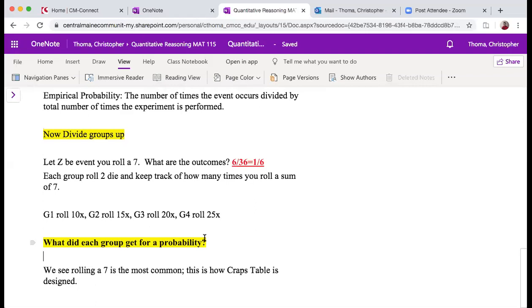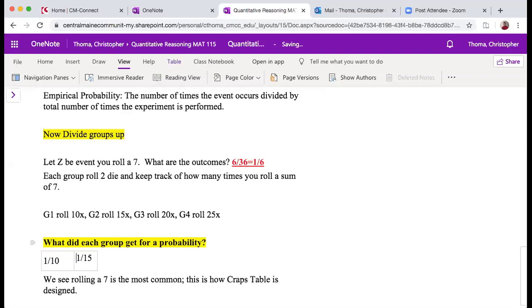All right, I did mine. Okay, how many did you get? I got one 7 out of 15 rolls. Oh, wow. So 1 out of 15, okay. We got 1 out of 10. 1 out of 10, okay. We got 3 out of 20. And I'm still doing mine.